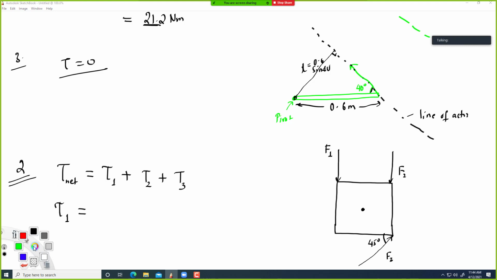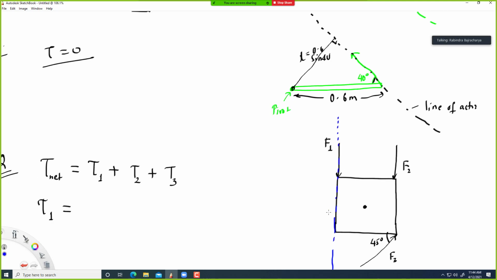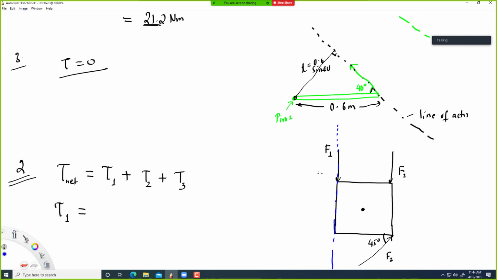So, there are 2 ways you can find the torque again. The easier way would be draw the line of action. So, that is my line of action. Okay. And then draw perpendicular distance between the line of action and the pivot. So, that is the perpendicular distance. So, then torque would be that distance, let us call that R, okay, R times F1.